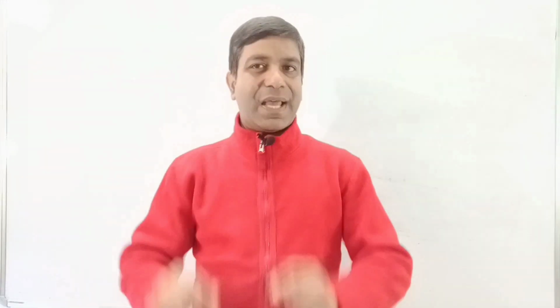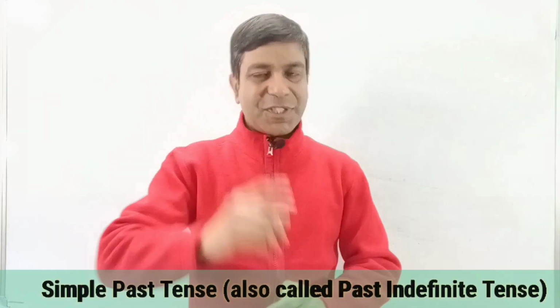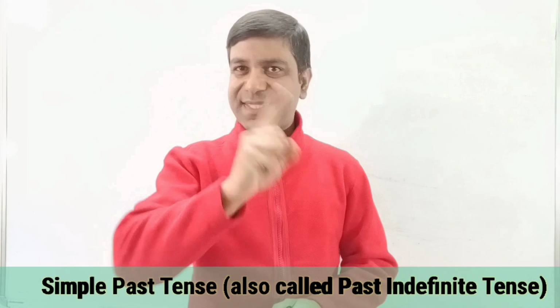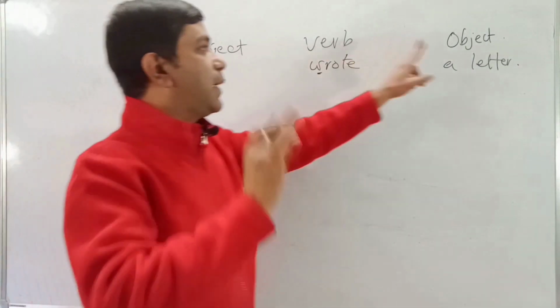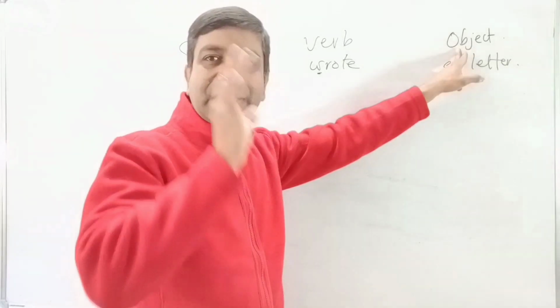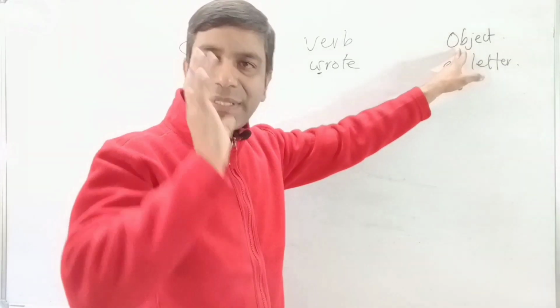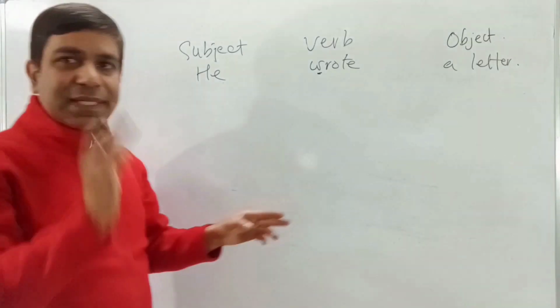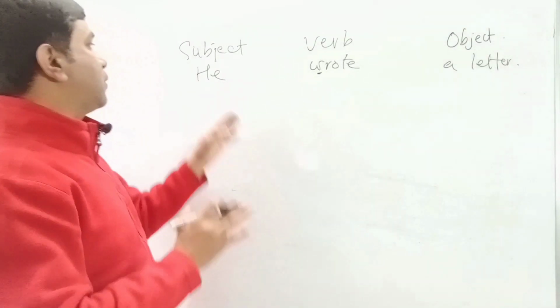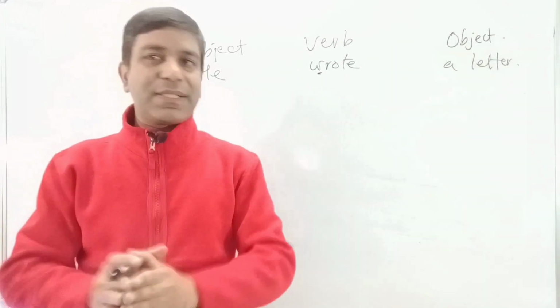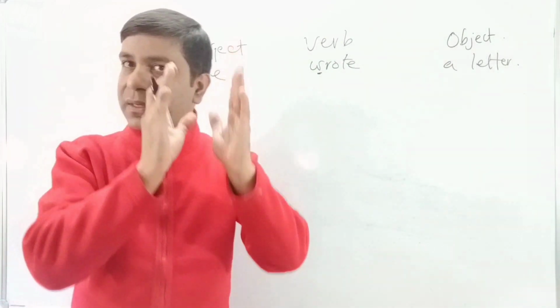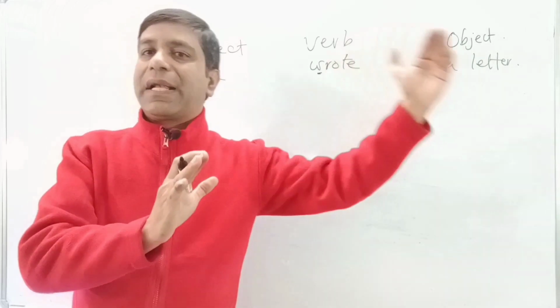Let us understand how to identify each tense and when and how they are used. Let's start with the first one, simple past tense. Indefinite tense must have a subject, a verb and an object. Object is optional, it is not always necessary, but a sentence will be incomplete without subject and verb. So in an indefinite tense, there is a subject and there is a verb and there is an object which is optional.